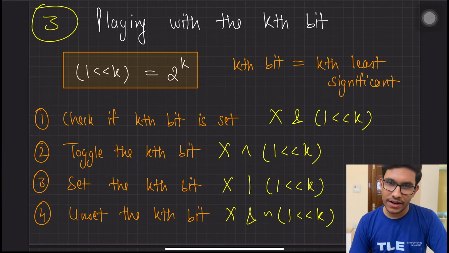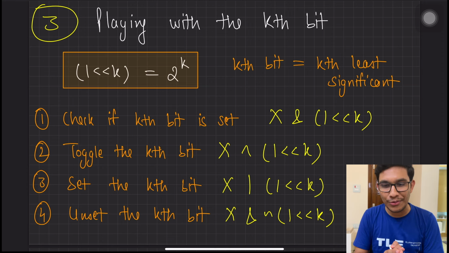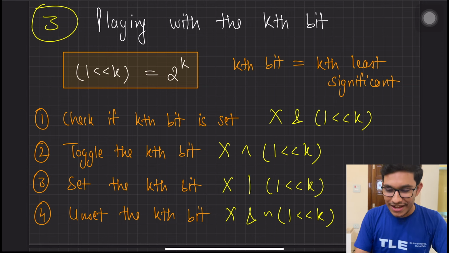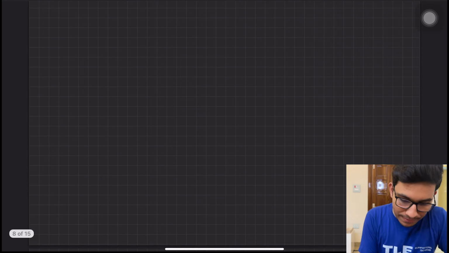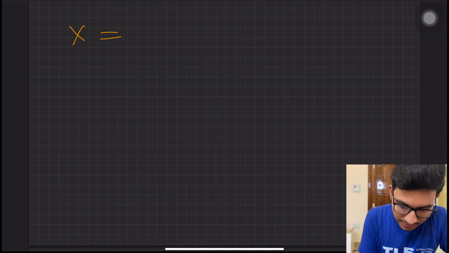Let's look at the third trick for this video. This is not entirely a trick, but this is a way in which you can play around with the kth bit. Okay. And if you look at the kth bit, what do I mean by that? Let's suppose x is represented in the binary representation like this.